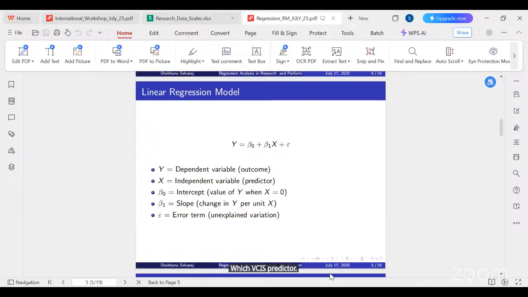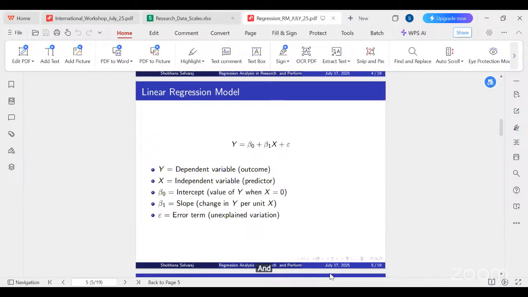Here I have written the model of a simple linear regression because it's only one independent variable. If you are going to have more than one independent variable, just extend the equation by beta 1 x1 plus beta 2 x2 plus beta 3 x3, and so on. Then the model will be called multiple linear regression.